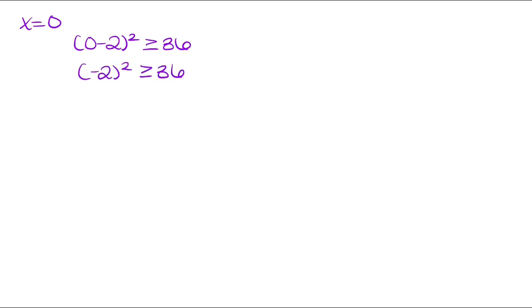Now let's try x = 0. So we have (0 - 2)² is greater than or equal to 36. So that gives us (-2)² is greater than or equal to 36, which is 4 is greater than or equal to 36, which is false. So we don't include that region in our solution.